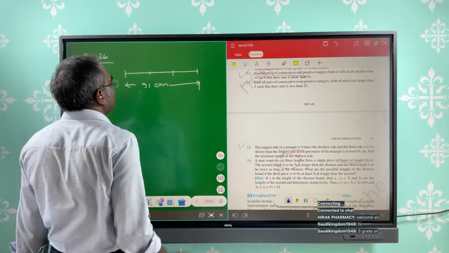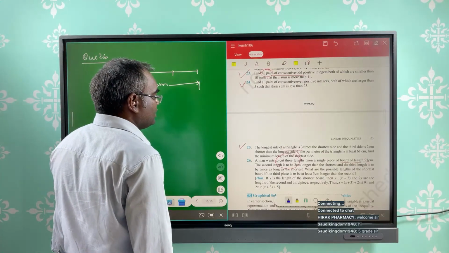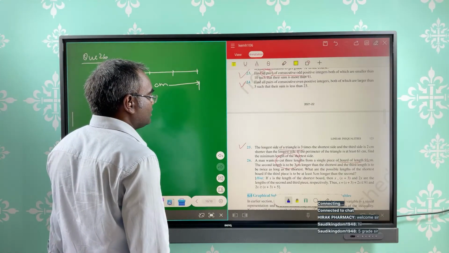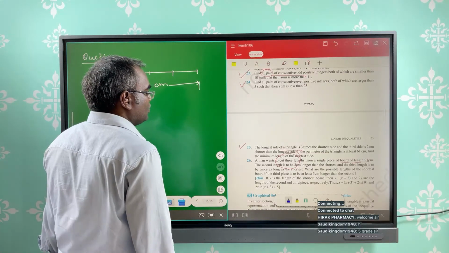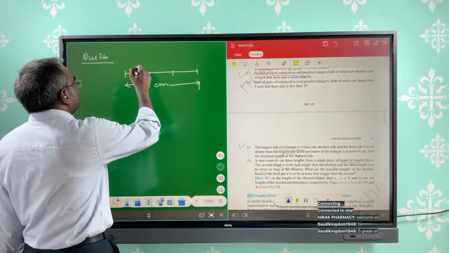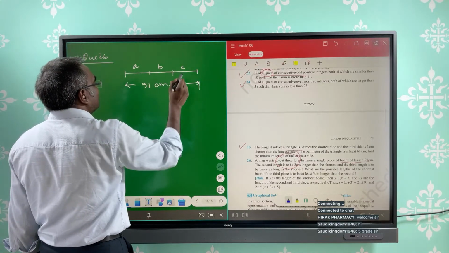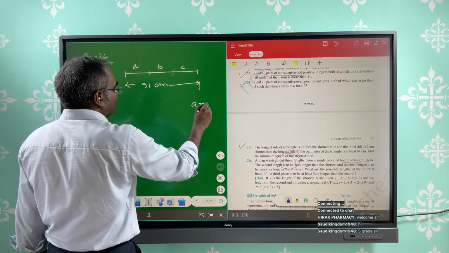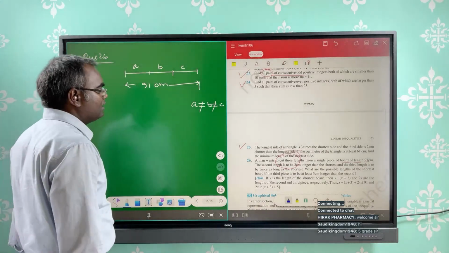One, three pieces are made. Two cuts are made and there are three pieces. The second length is to be 3 centimeters longer than the shortest and the third length is to be twice as long as the shortest. So suppose the lengths are A, B, C, and A, B, C are not equal. This is the condition given.